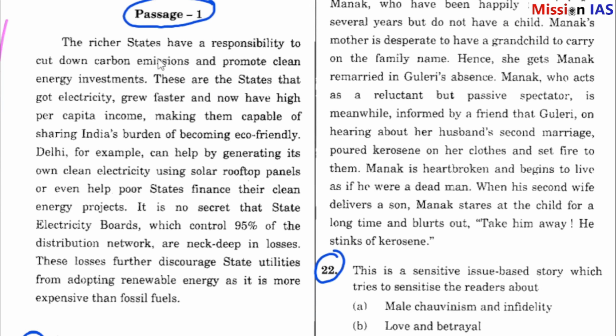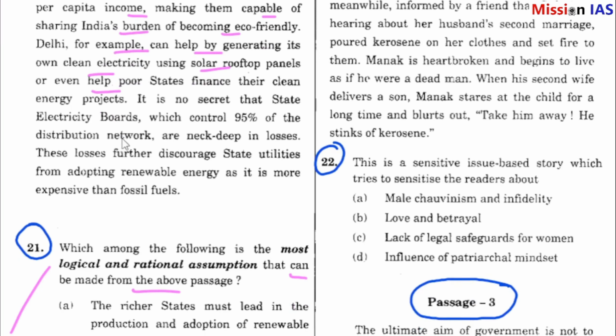The passage is, the richer states have a responsibility to cut down carbon emissions and promote clean energy investments. These are the states that got electricity, grew faster and now have a high per capita incomes, making them capable of sharing India's burden of becoming eco-friendly. Delhi, for example, can help by generating its own clean electricity using solar rooftop panels, or even help poor states finance their clean energy projects.